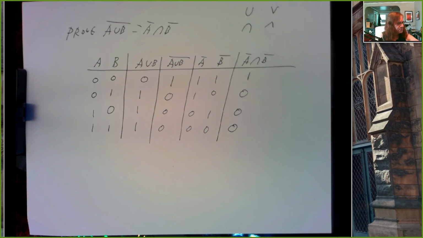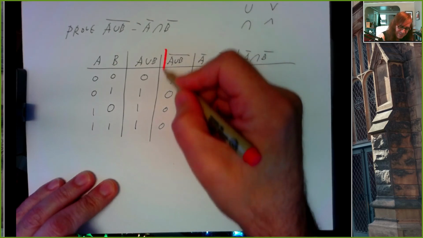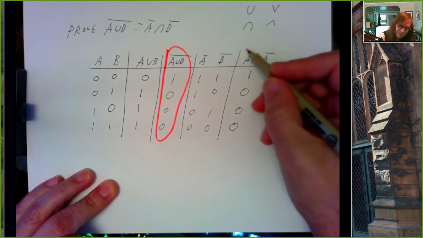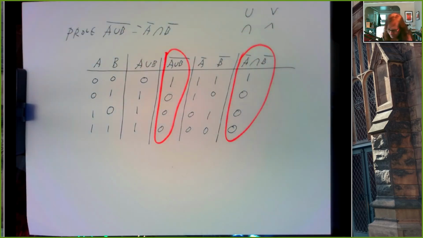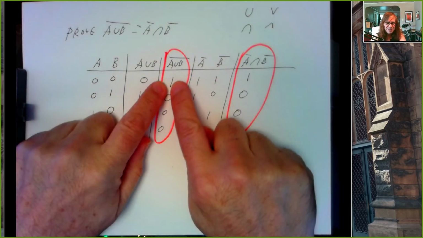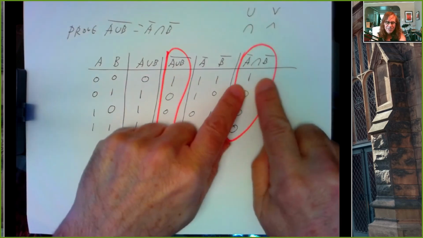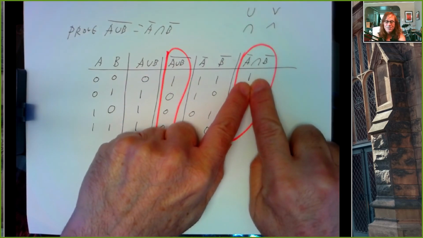And now we do what we did in 120. We make the following observation. Hey, this column looks exactly like that column. What does that mean? It means for any element that we pick, if that element belongs to A union B bar, it also belongs to A bar intersect B bar.